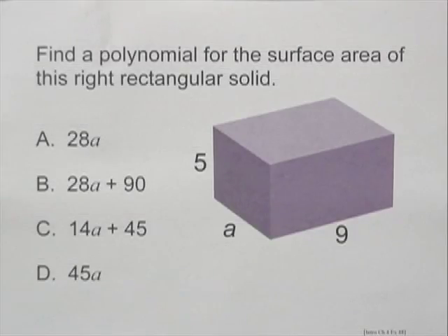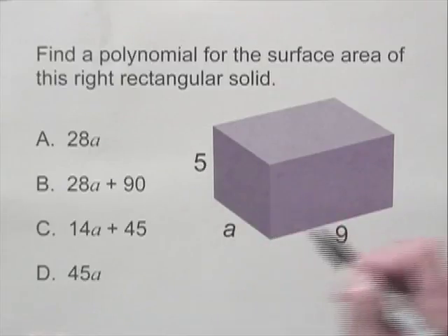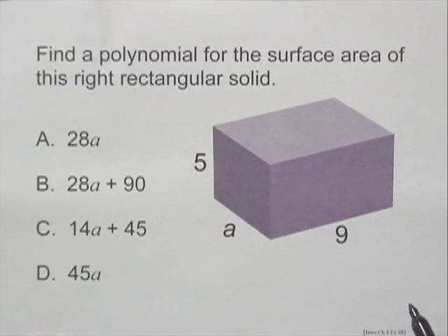Find a polynomial for the surface area of this right rectangular solid. Well, the surface area is going to be, we'll find it in three different sections. We have a side of this, an end of this box that has dimensions 5 by a, and the other end has the same dimensions.